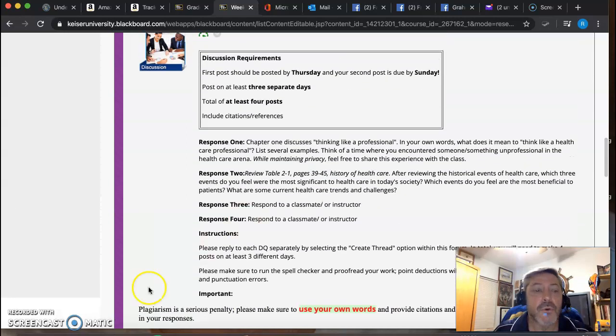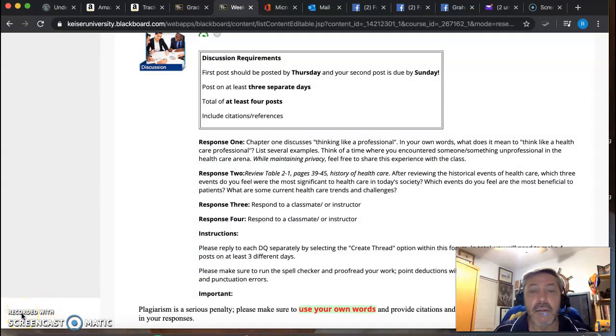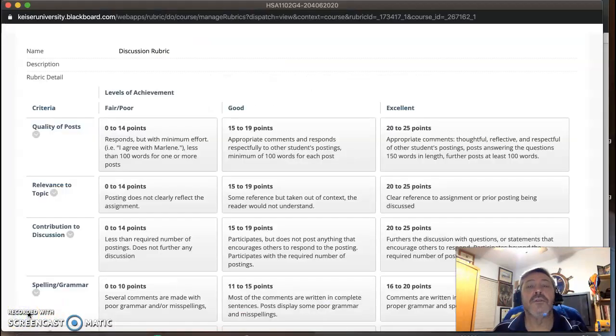Let me go over real quick how I will be grading the discussion posts. This is a grading rubric that I will be using to grade everyone's discussion posts. For the quality of posts, you need to make sure that you're respectful and thoughtful, and that your answers to the discussion questions are at least 150 words in length. Your responses to your fellow students and to me are at least 100 words in length. If not, you'll lose points based on that. And you can see how the points fall out.